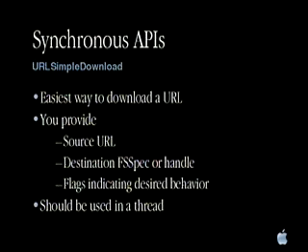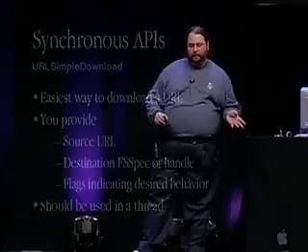First of the synchronous APIs is URL simple download. This is really the easiest way to download a URL. If you're writing an application that basically just needs to grab something off of a server, this is really the function to use. All you have to do is provide a source URL, a destination file spec or handle, and then flags indicating how you want URL access to actually behave.